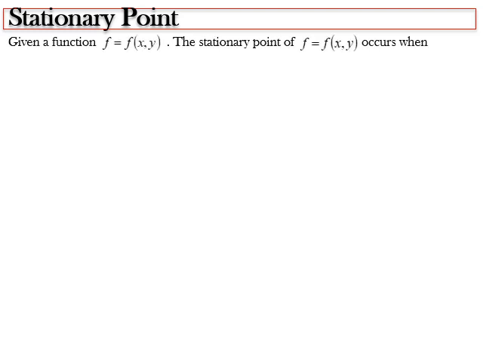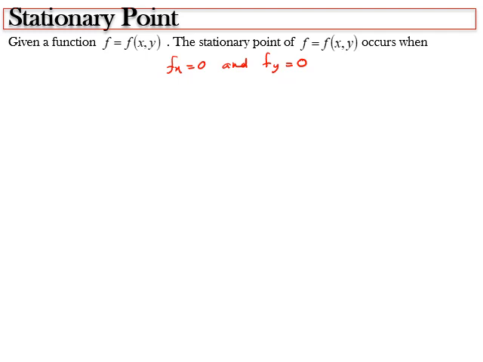So given a function f(x, y), meaning it's a function of two independent variables, the stationary point of f(x, y) occurs when fx equals 0 and fy equals 0, meaning the first partial derivatives are equal to 0. Using this, we can find the stationary points.